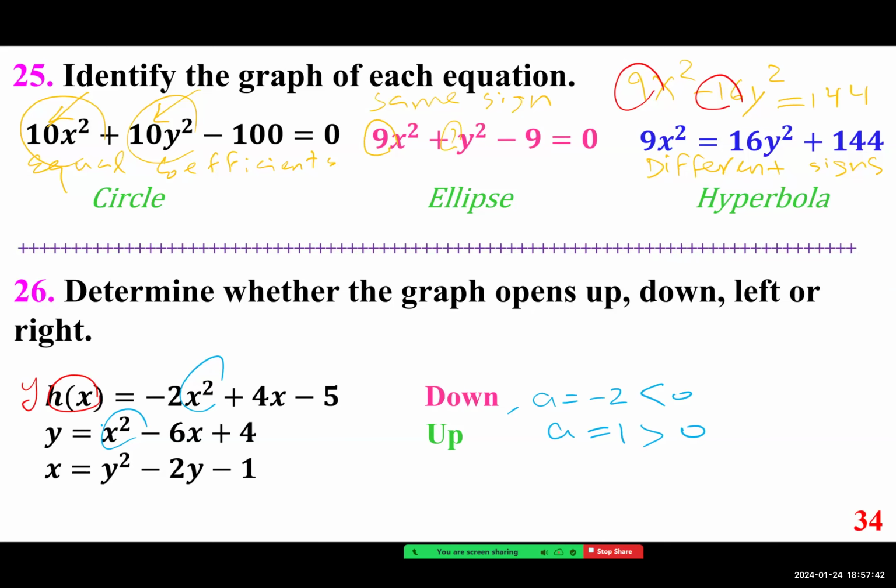Now, the other one either opens to the right or left, and it opens to the right because the coefficient of y squared, a, is 1 and it's larger than 0, so it opens to the right. So pretty straightforward, everybody.